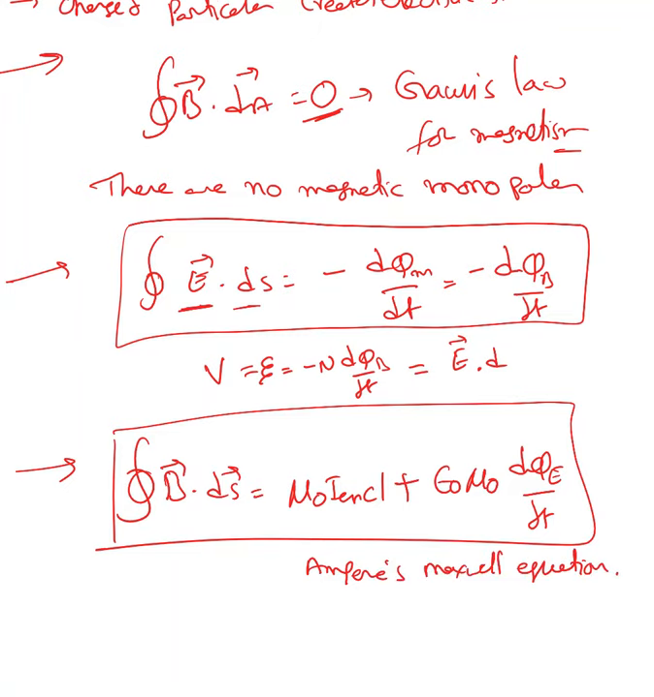Okay, so this tells us that the rate of change of electric field produces the magnetic field, and from Faraday's law, the previous law, you can tell that the rate of change of magnetic field produces the electric field.